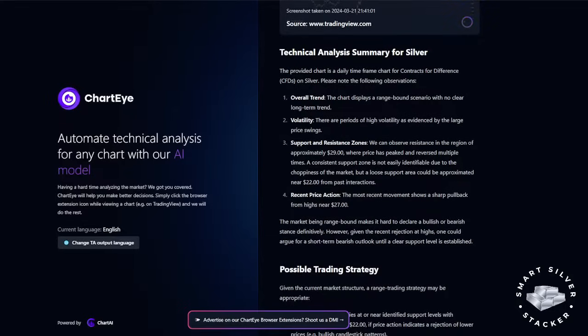Okay, so we gave it the daily chart, and it says now, technical analysis summary for silver. The provided chart is a daily time frame. Please note the following observations. Overall trend: the chart displays a range-bound scenario with no clear long-term trend. Okay, it is range-bound. We know that. There are periods of high volatility as evidenced by the large price swings. Yep. Support and resistance zones: we can observe resistance in the region of approximately $29, where price has peaked and reversed multiple times.